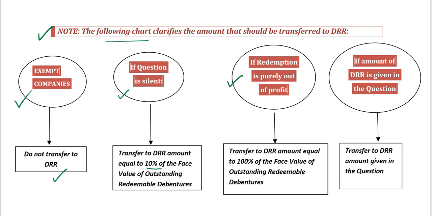Now, sometimes the question may say that the redemption should be purely out of profit, and in this case, we need to transfer an amount equal to 100% of the face value of outstanding redeemable debentures to DRR. And in certain questions, the amount which has to be transferred to DRR will be given in the question, and in such a case, we need to transfer the given amount to Debenture Redemption Reserve.